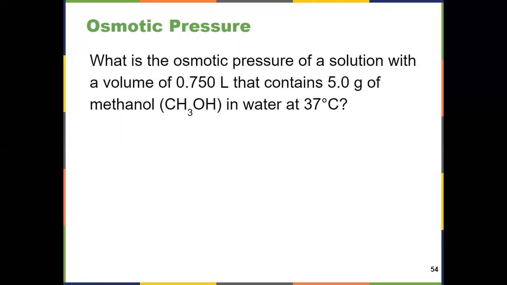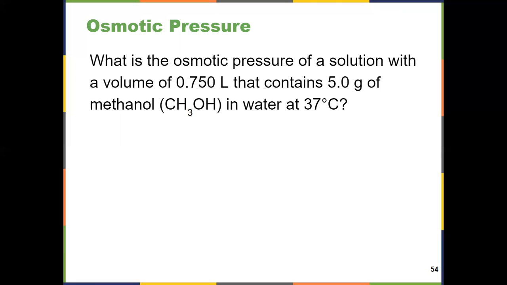And the temperature in Kelvin. Remember, we're not using that 37C. We add 273, and so we're using 310 Kelvin here. Multiply those three together, and you should get a final osmotic pressure of 5.3 atmospheres in this case. If you're checking your units, the final unit is atmosphere.